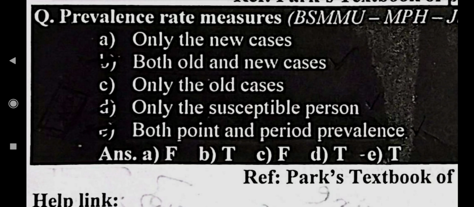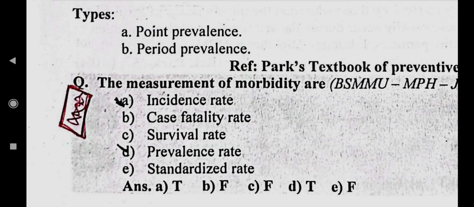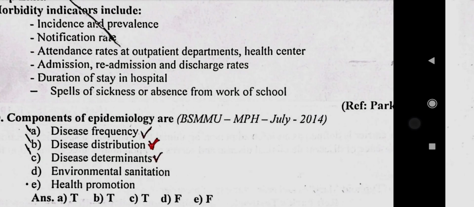Prevalence rate measures: true answer both old and new cases, only the susceptible person, both point and period prevalence. False answer only the new cases, only the old cases. Prevalence types: point prevalence, period prevalence. The measurements of morbidity are: true answer incidence rate, prevalence rate; false answer case fatality rate, survival rate, standardized rate.